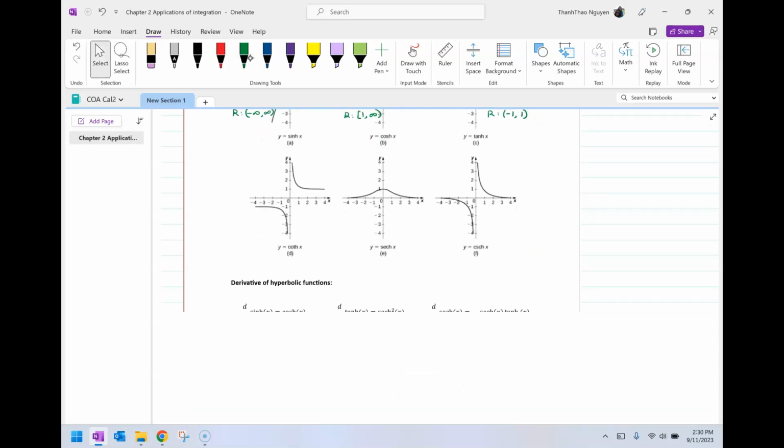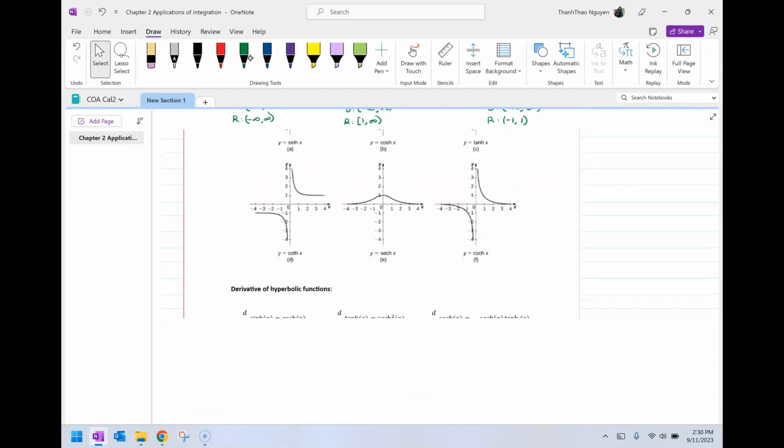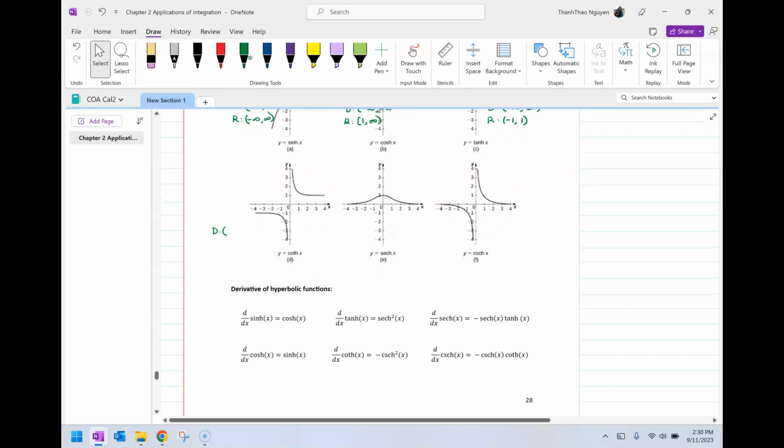Hyperbolic cotangent has the domain from negative infinity to 0 union with 0 to positive infinity. The range is from negative infinity to negative 1 union with 1 to infinity.